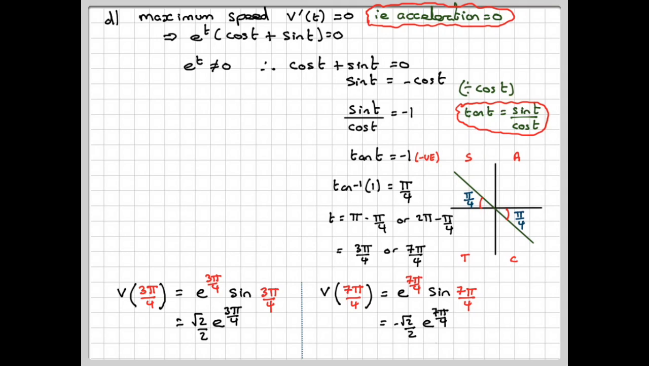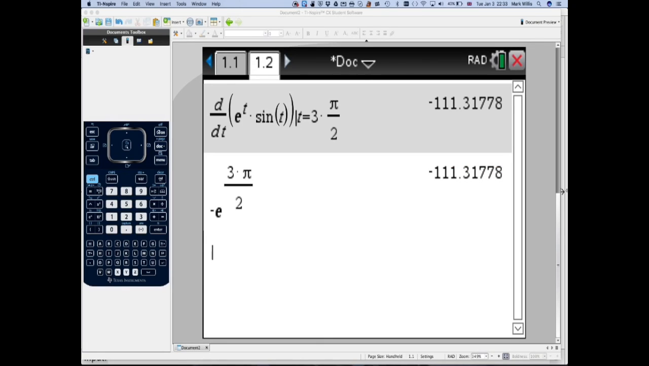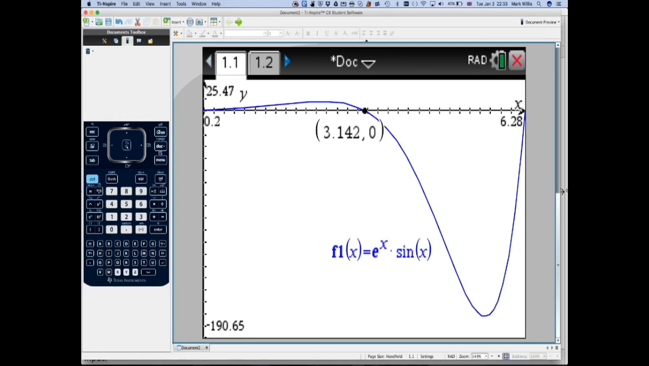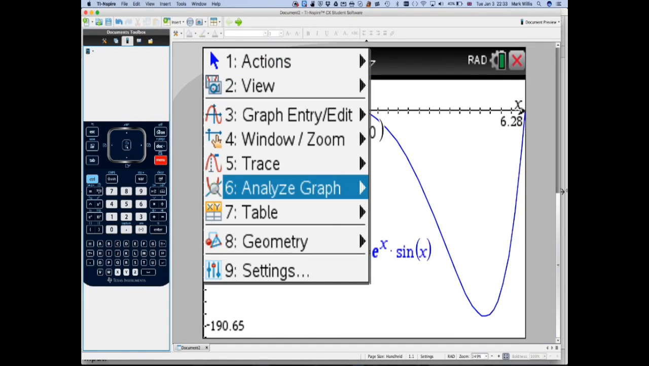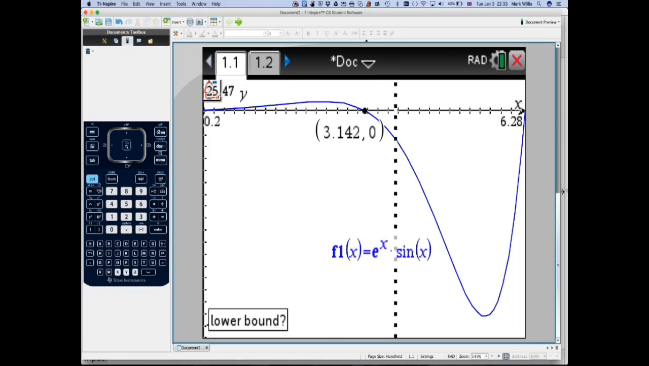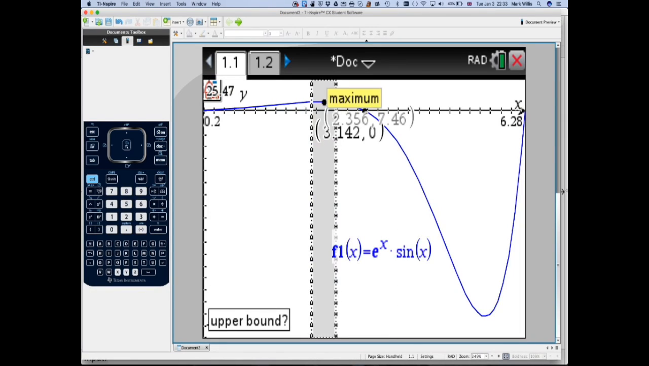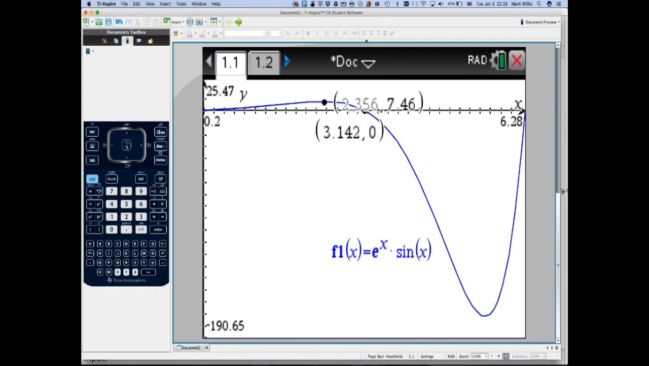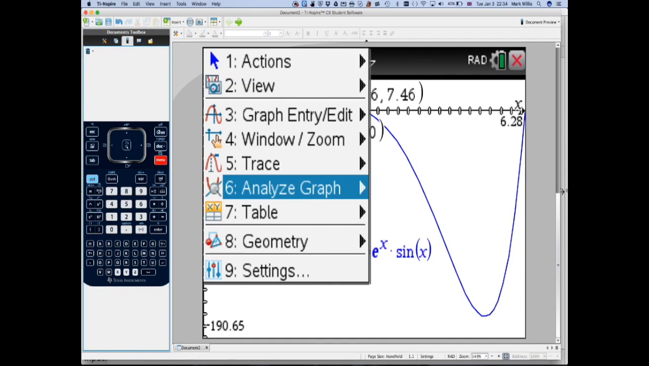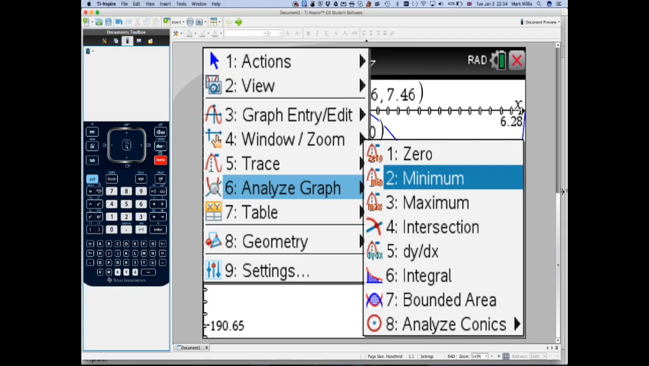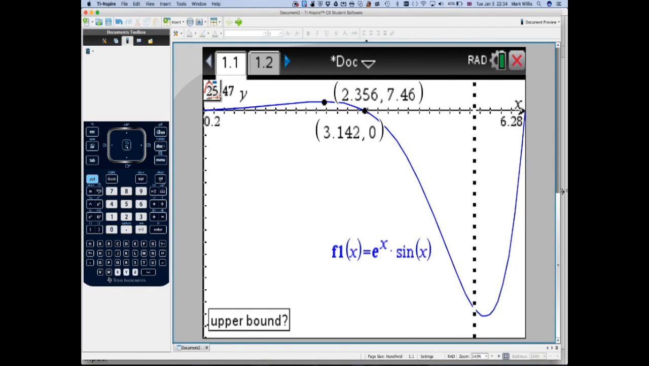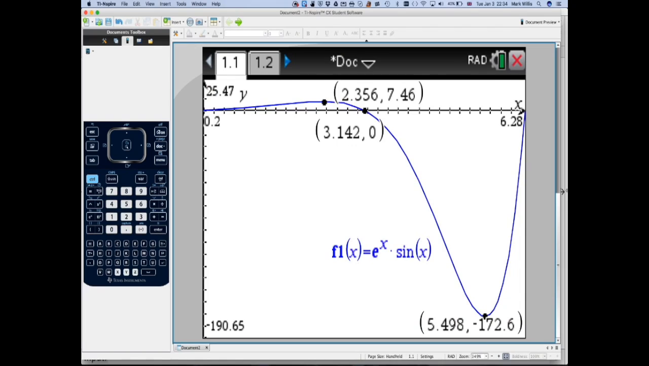Now you could do this on your calculator. So go into the calculator and go in here, and then on the calculator you do menu, analyze graph. We want maximum here. We give it a bound to the left and to the right. That gives you the first one. And you can see very clearly that the minimum has a greater magnitude. Okay, so you can actually just do it with the calculator.